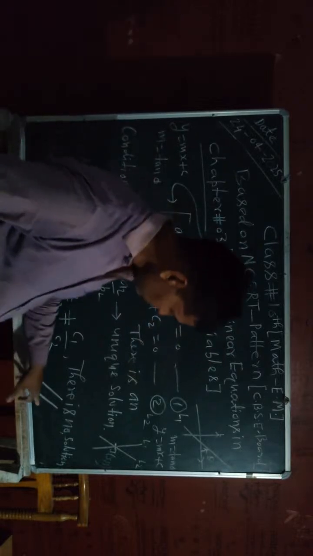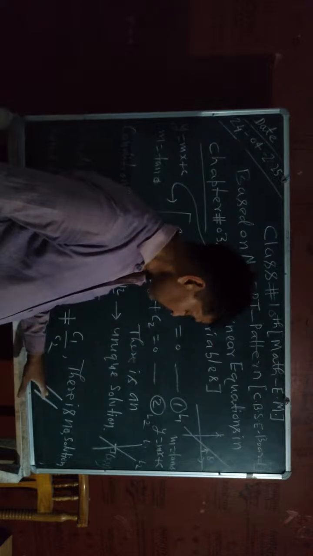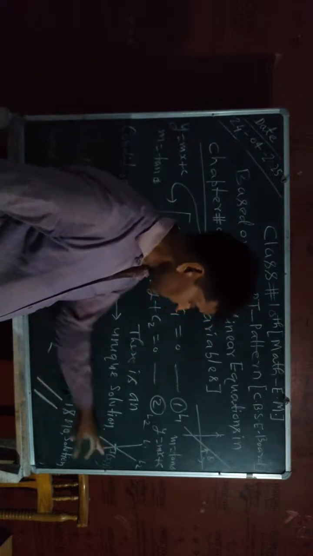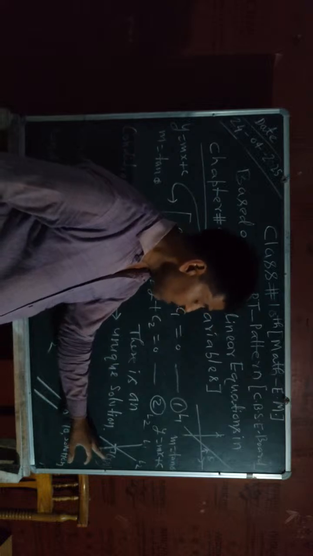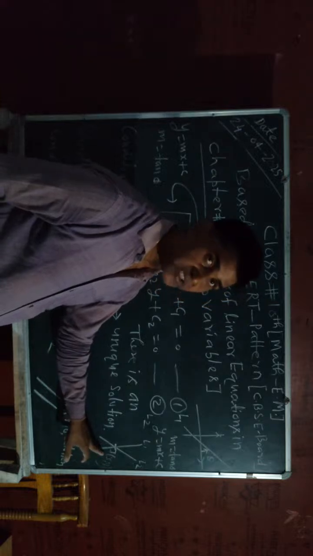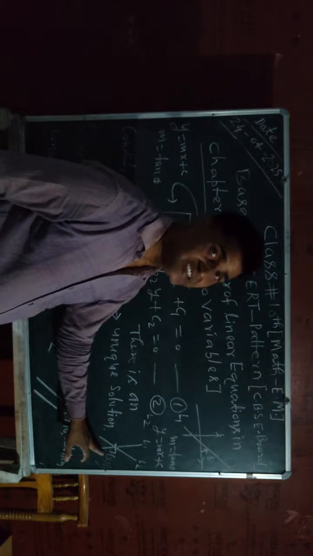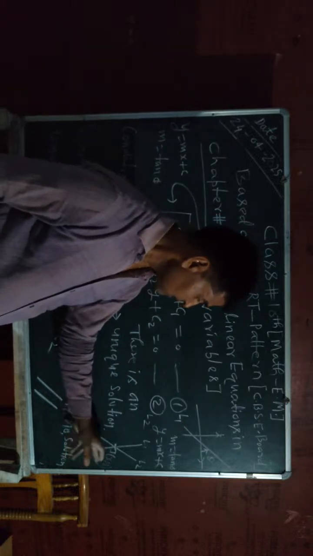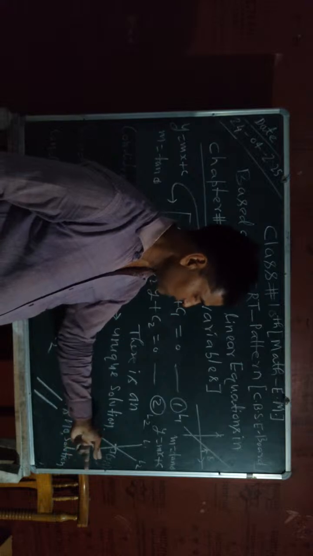So these two lines will not intersect at a certain point, so I will not get the value of x and y. But here the intersection point exists, and then I will get the value of x and y by two methods. One method is the elimination method and the other method is the substitution method. Any one method I will use and I will evaluate the value of x and y.